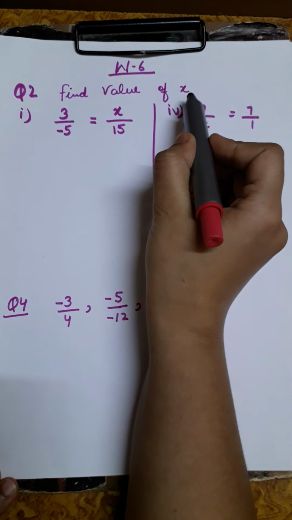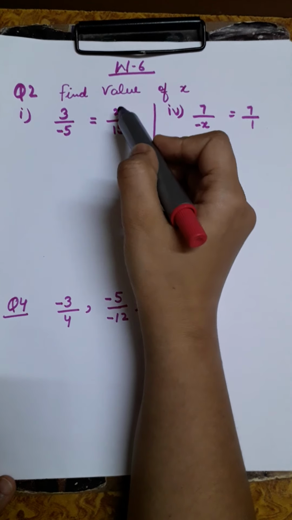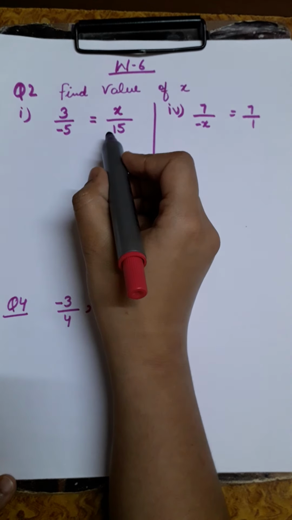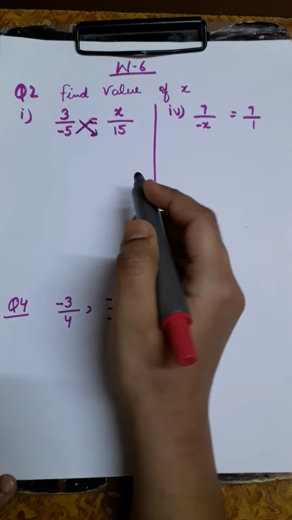We have to find the value of x, and we are given two rational numbers that are equal. So how can we solve? We will first cross multiply it. We have done this question in a previous worksheet also.